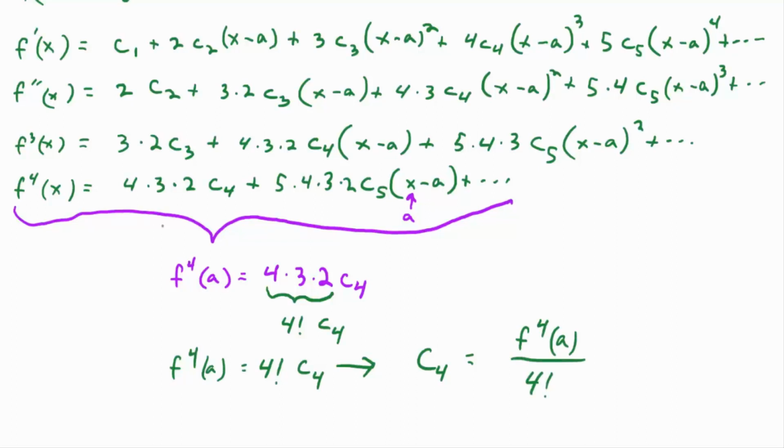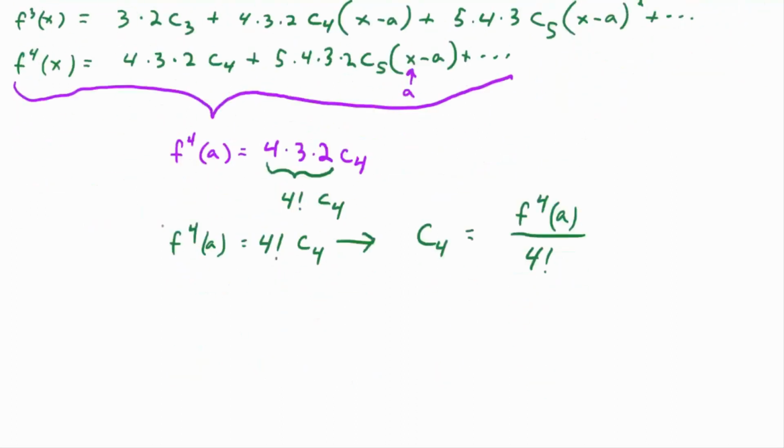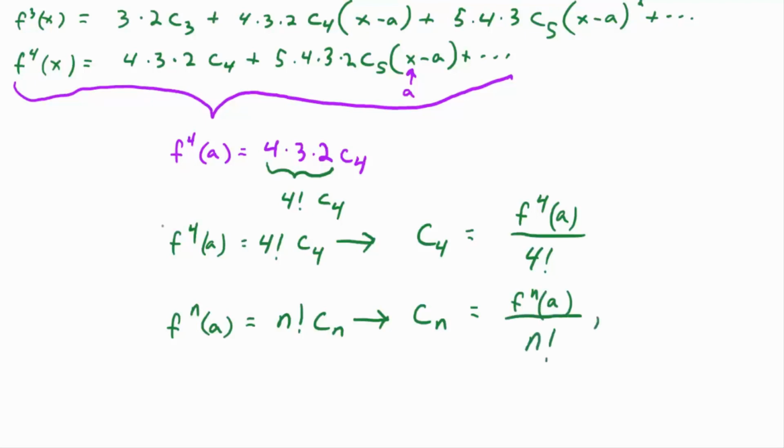But this pattern is going to extend to the nth derivative. So the nth derivative evaluated at a is going to be n factorial times cn, right? And if you don't believe me, just take a few more derivatives. It's great fun. Convince yourself, and then solve for c sub n, and you get the nth derivative evaluated at a divided by n factorial, and that's it, which is what we wanted to prove, which is the result we were looking for.